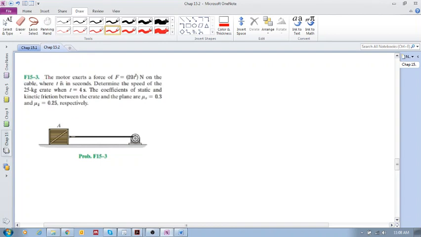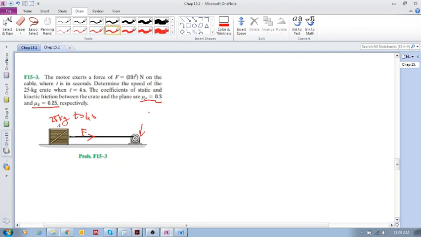It says here, a motor, there's the motor, exerts a force of F equals 20 t squared newtons on the cable. There's the cable. So there's F. Determine the speed of the 25 kilogram crate at t equals 4 seconds. The coefficients of static and kinetic friction between the crate and the plane are mu_s is 0.3 and mu_k is 0.25.